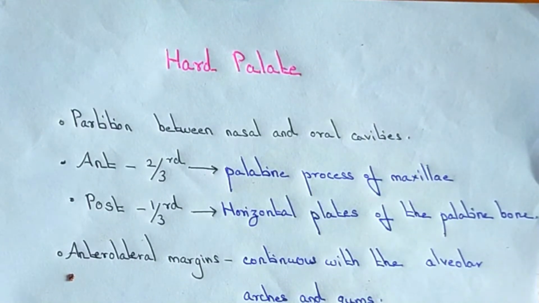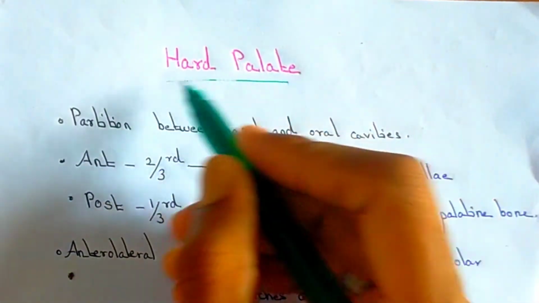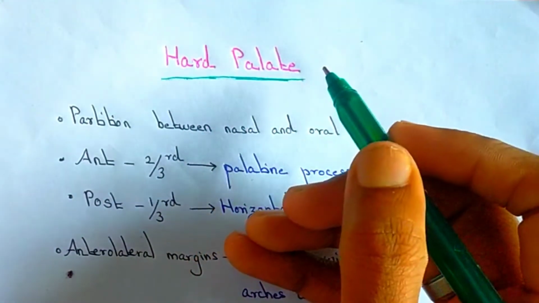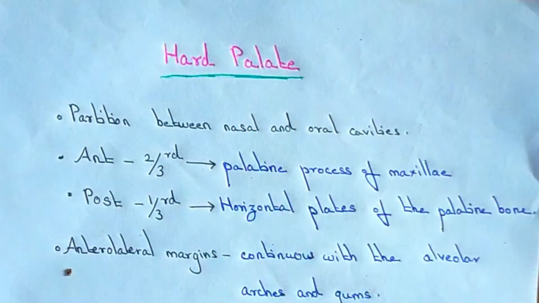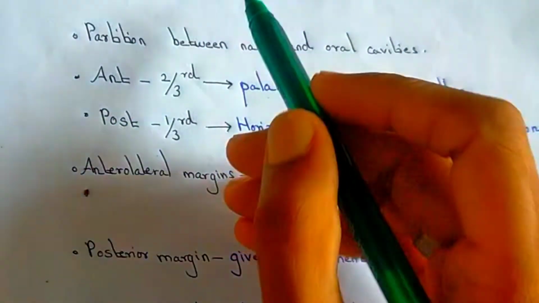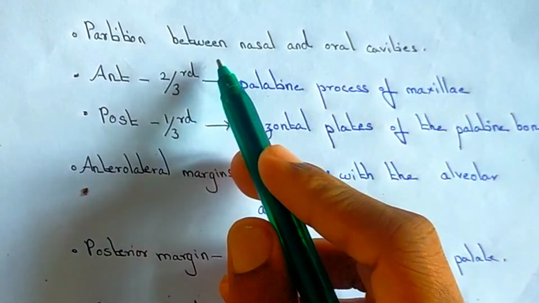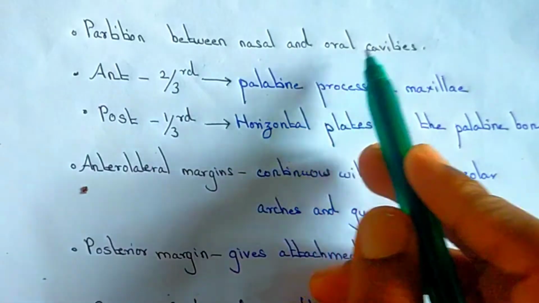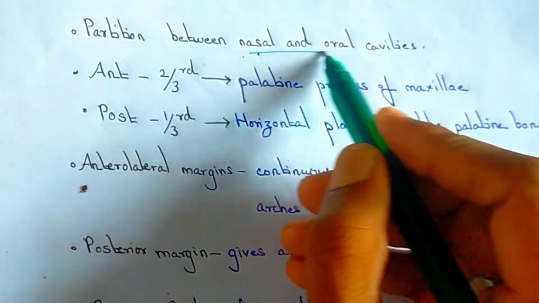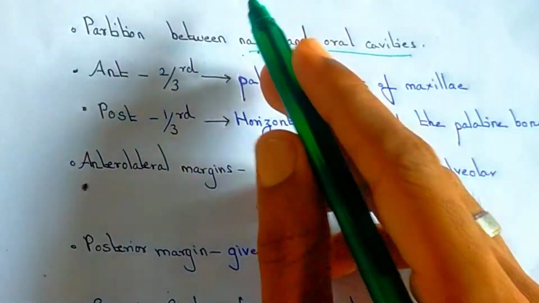In this video, we are going to see about the hard palate. Okay, now let's see about these general features. The hard palate is nothing but the partition between the nasal and the oral cavities. The nasal and the oral cavities are separated by the hard palate.